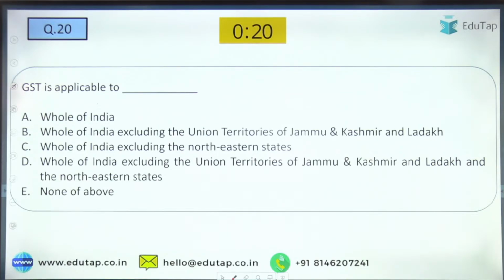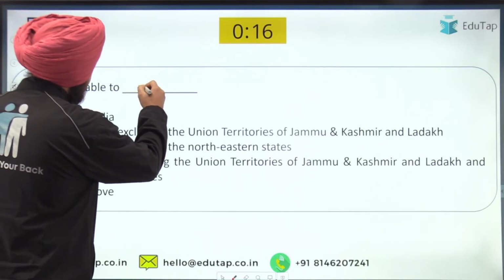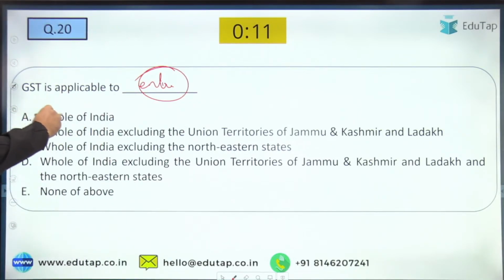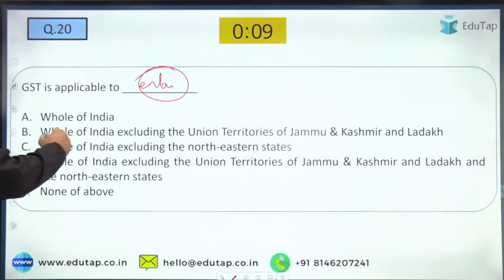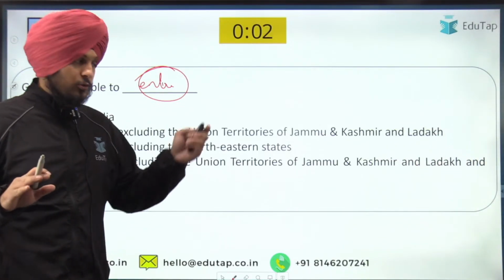Yes, we all know that GST is a single indirect tax law for the entire country. Fine. For the entire country, and that is why it is very easy. What is going to be the answer? Yes, A is going to be the answer to this question. And I hope it is clear to you. This was the easiest question out of all these questions.